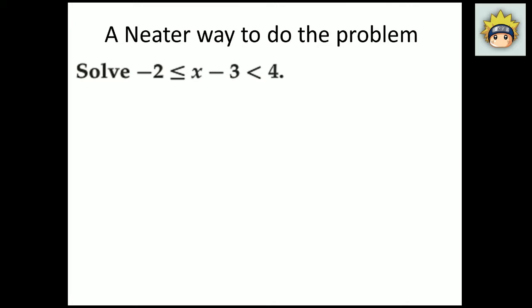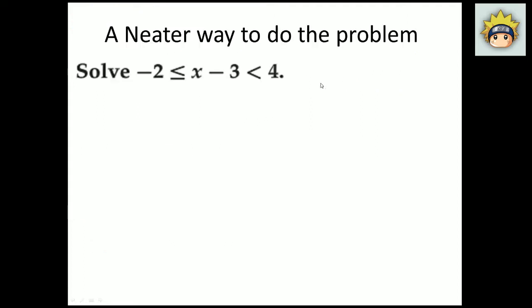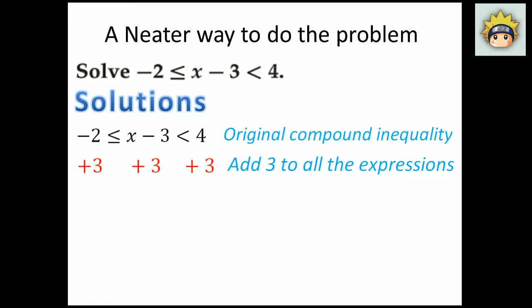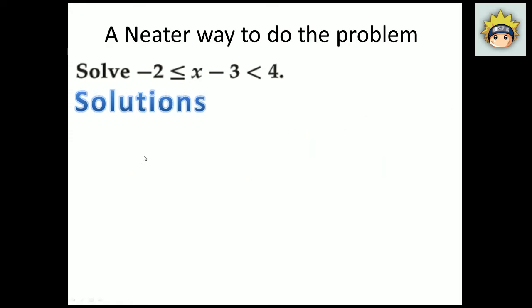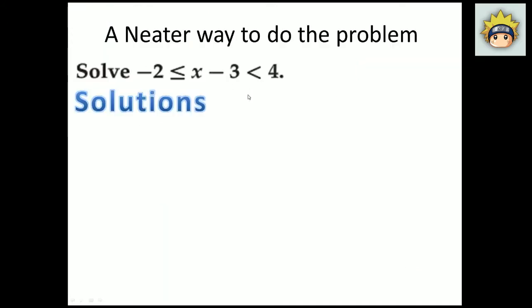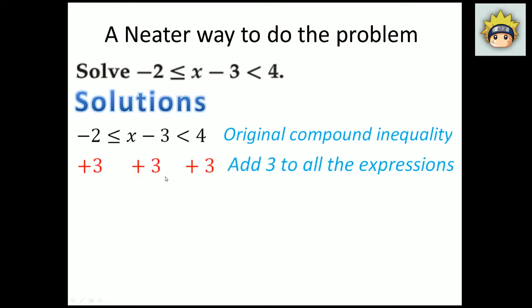A neater way to do the problem is to actually keep it in the compact form. Do you see how in this problem I made it into two inequalities and solved it? This is a neater way, in the compact form. So here's the solution. Write the original compound inequality. Add 3 to each expression because you're trying to get x alone. You see how they still had to add 3 to both sides? You add 3 to all the expressions.